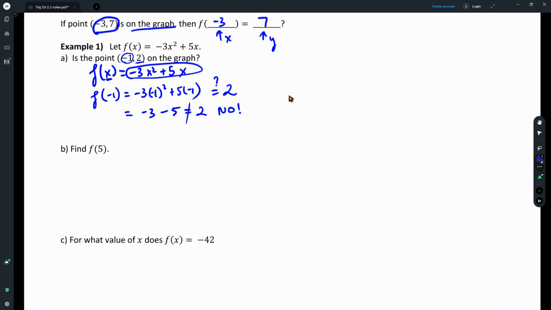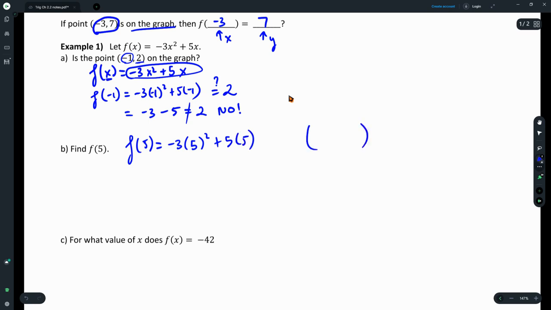Now they want you to find f of 5. So f of 5 is equal to, so you put 5 in for x, right? -3 times 5 squared plus 5 times 5. Again, they're just looking for this point here. If they say f of 5, meaning 5 is the x, and they're looking for this, right? Because f of 5 is the y. They're looking for the y when x is 5.